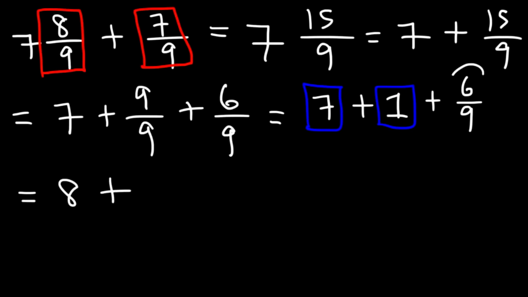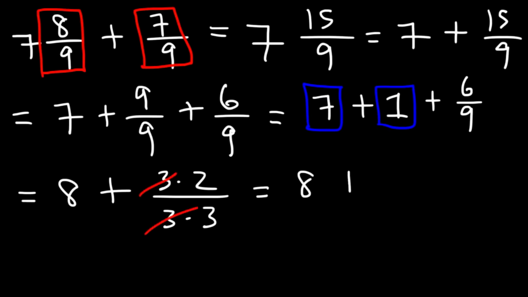Now, 6 over 9, I'm going to rewrite that as 3 times 2 over 3 times 3. 3 times 2 is 6, 3 times 3 is 9. So I can cancel a 3. And so I have 8 plus 2 over 3, which will give me a final answer of 8 and 2/3. And so this is it.